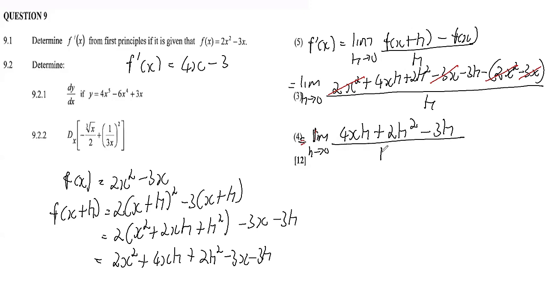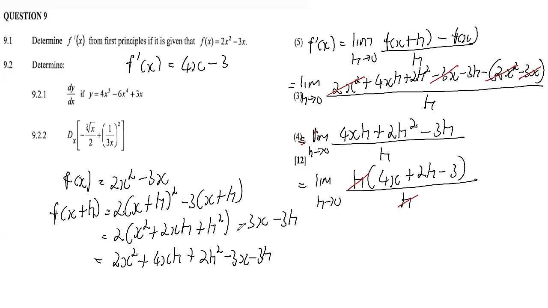Then over h. Now at this point, we know what should be done. We take the h out because it's a common factor. Then we have h times 4x plus 2h minus 3, and then all that over h. Now at this point, what do we do? Divide the h there, divide the h there. Then we say limit as h approaches 0. So this will give us 4x.